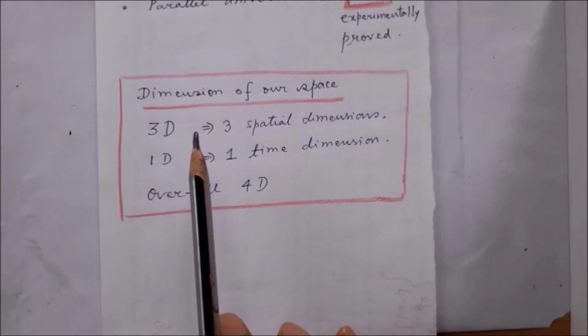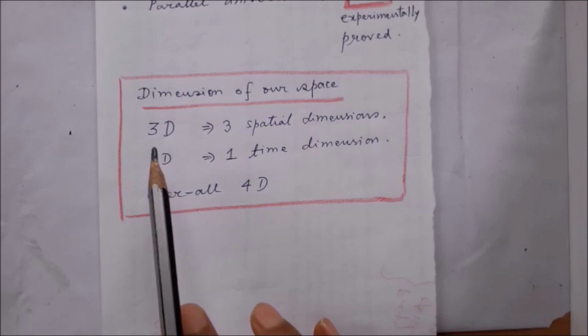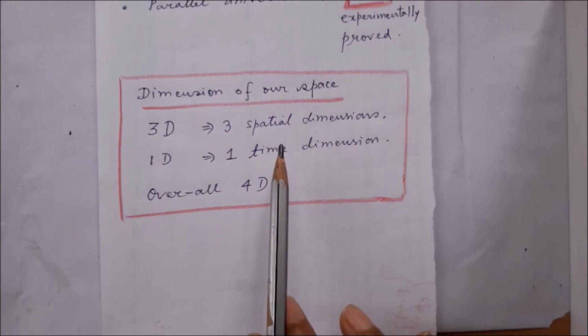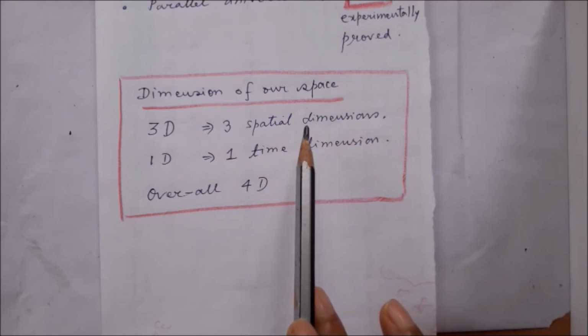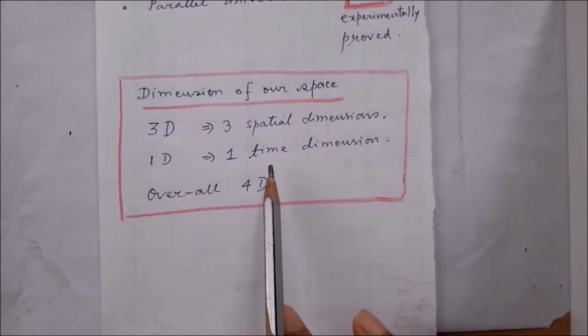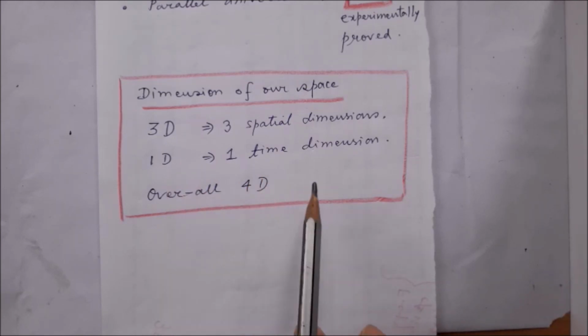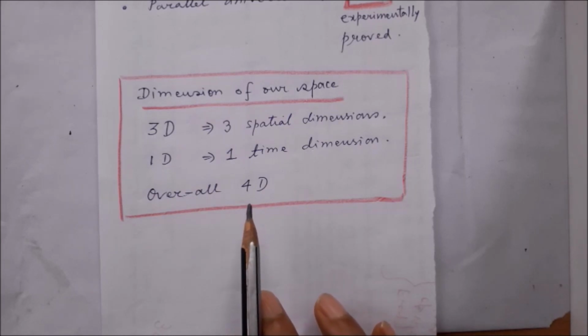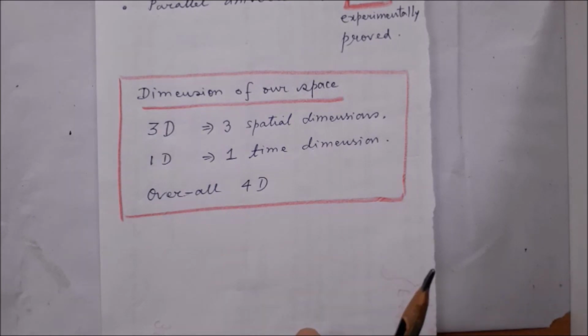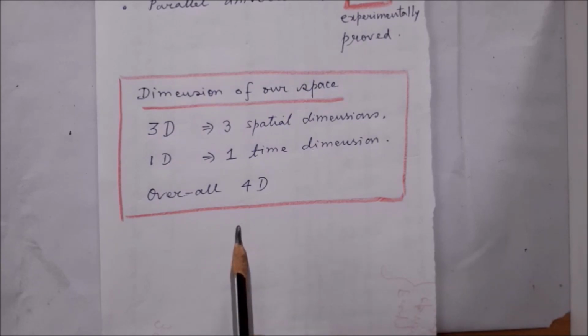Let us ask, what is the dimension of our space? The answer is 3 dimensions. We live in a universe which has 3 spatial dimensions, and all phenomena occur over a time. So time is one-dimensional. Hence, overall, we live in a 4-dimensional world, 3 space and 1 time. It would have been better if we could end here, because I have given the final answer already. We live in 3 space plus 1 time dimension.